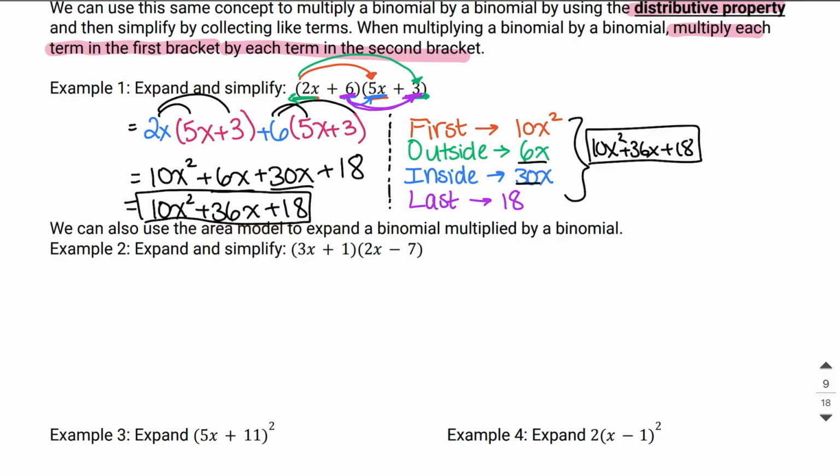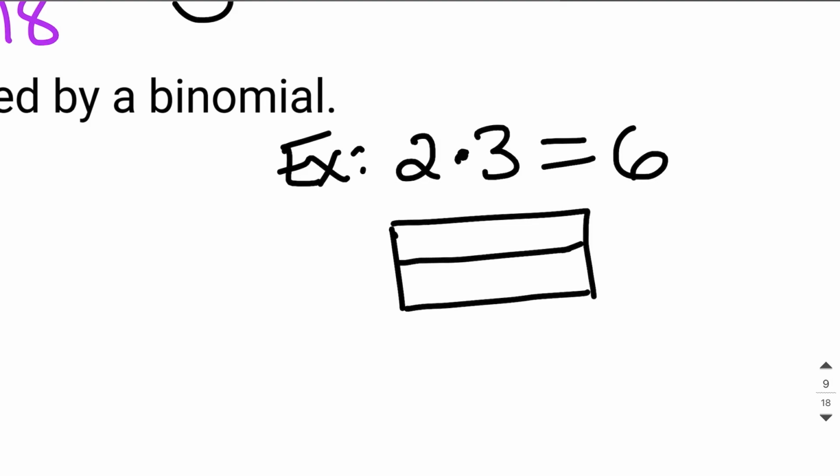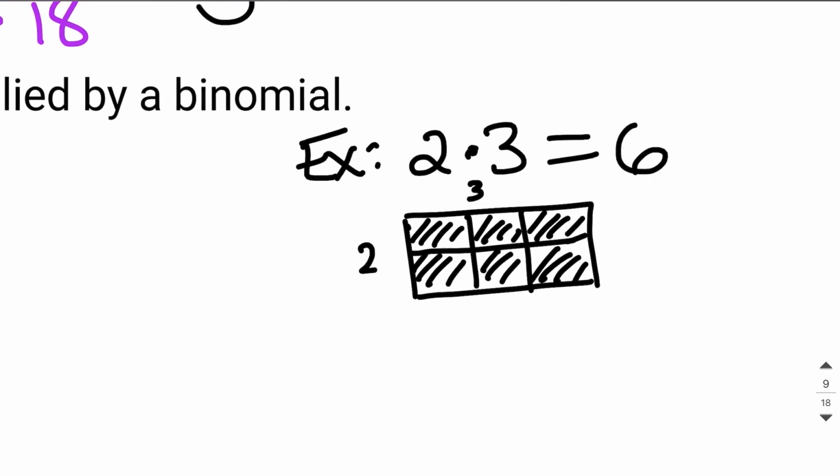So what is an area model? What does that look like? Well, for example, let's just do a quick example right here on the side. 2 times 3 is 6, but the reason why 2 times 3 is 6 is because 2 times 3 means you have one side of a rectangle that is 2. You have another side of a rectangle that's 3. So here's 2 times 3. You have 1, 2, 3, 4, 5, 6 square pieces. So that's the reason why 2 times 3 is 6.